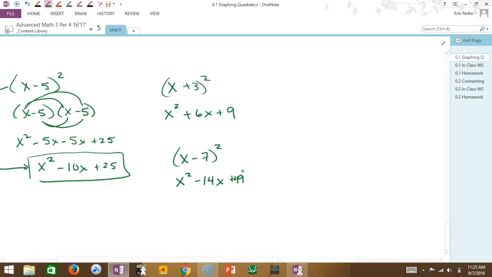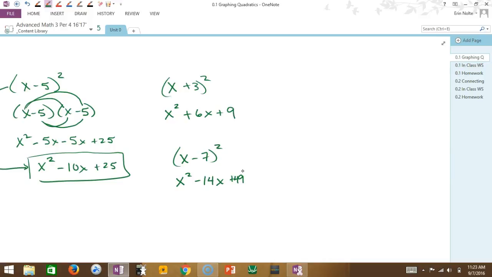So can somebody give me a how-to for this, as if you were explaining this to somebody outside this class? Okay, yeah. Basically, you just add them, right? So to get the middle term, you just add whatever that number is, 7, right? So negative 7 plus negative 7 is negative 14. To get the last term, you multiply them.